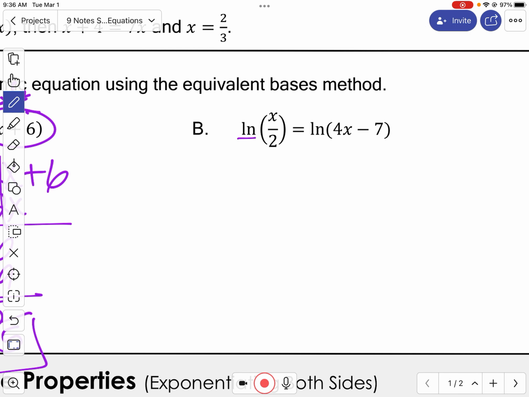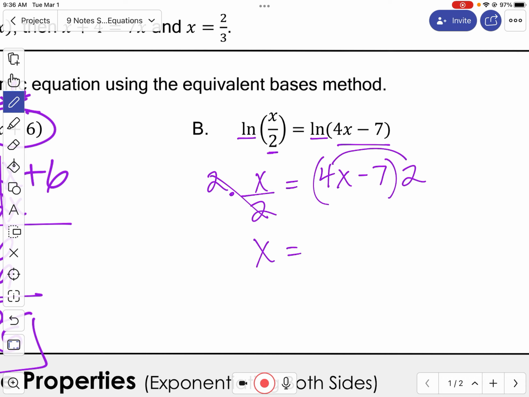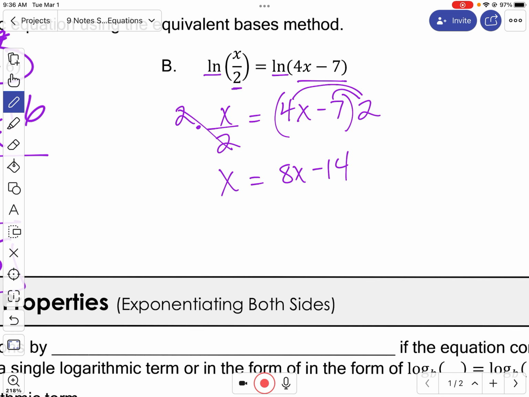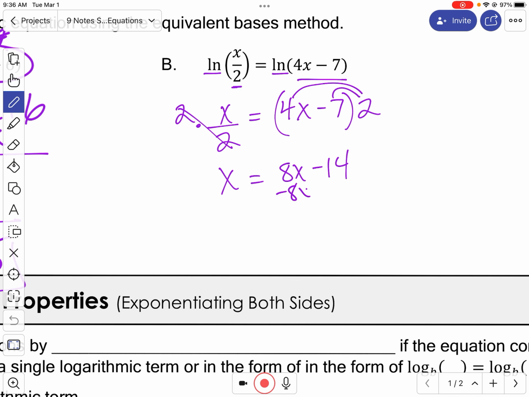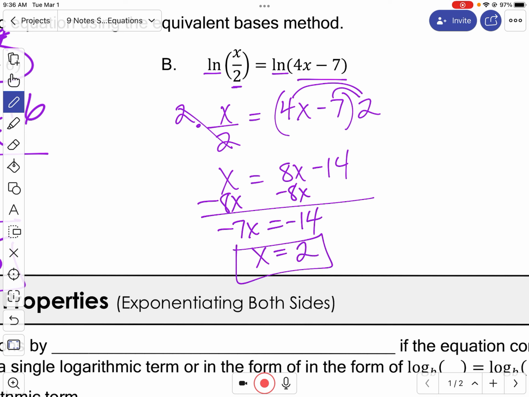Notice I have a natural log, which means it has a base of e, and I also have a natural log on the other side, which means this piece has to equal that piece. So x over 2 has to equal 4x minus 7. First I'm going to get rid of the fraction by multiplying by 2, and I have to multiply that by everything on the right side. So that's 8x minus 14. Now it's linear. I'm subtracting 8x, that's negative 7x equals negative 14. So x will equal 2.